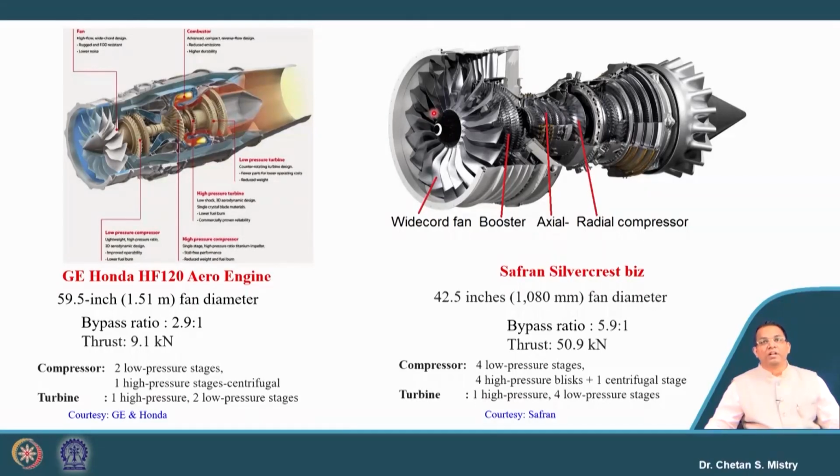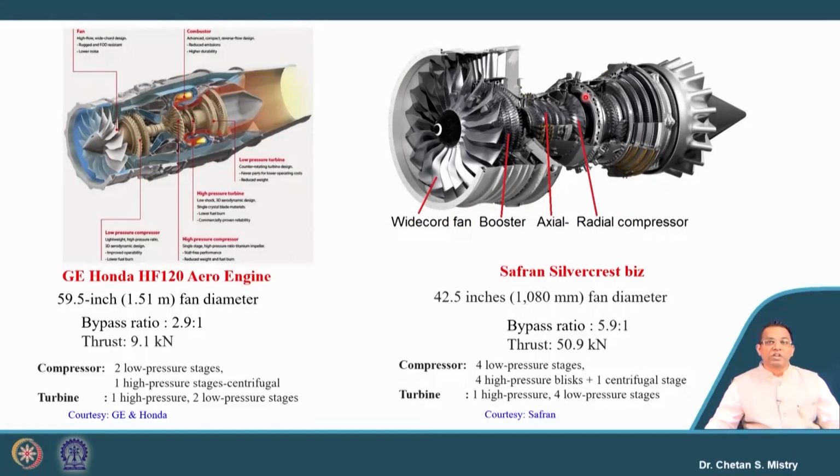Similarly, this is from Safran, called the Silvercrest, and it has a wide chord fan, followed by 4 stages of LP compressor, then 4 stages of HP compressor and a centrifugal compressor, and later one HP turbine and 4 LP turbines. So, just look at this, these are all the new configurations that are coming.